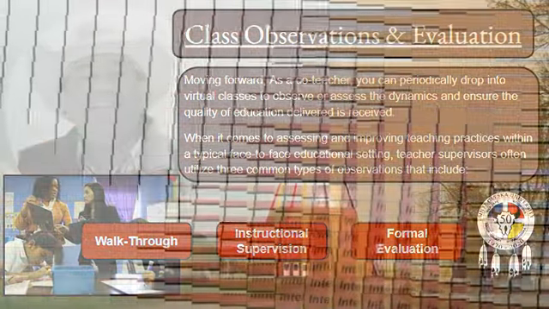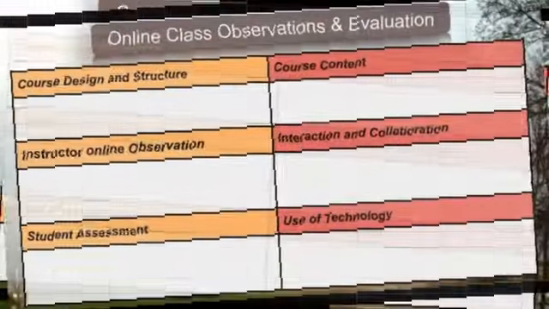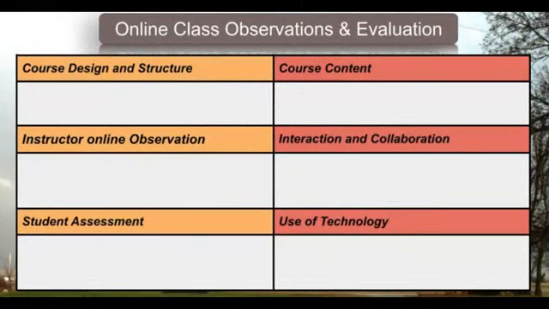Online class observation and evaluation. Direct your focus based on the type of observation, whether it's a walkthrough, instructional supervision, or formal evaluation. Distinct criteria apply compared to traditional face-to-face classrooms. Here are the 6 crucial areas to assess during online class observations and evaluation.